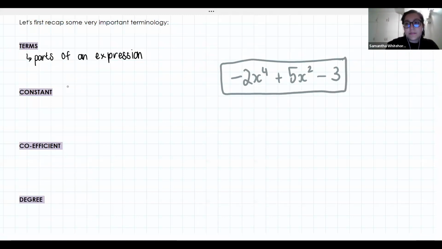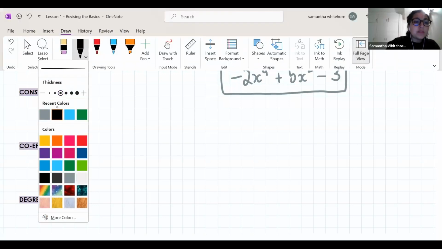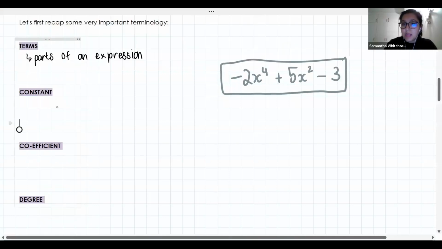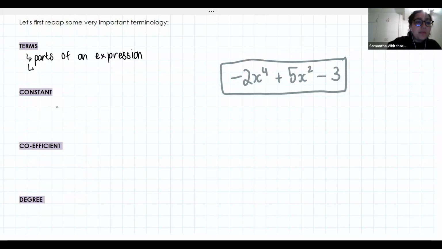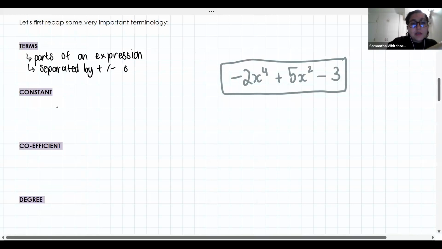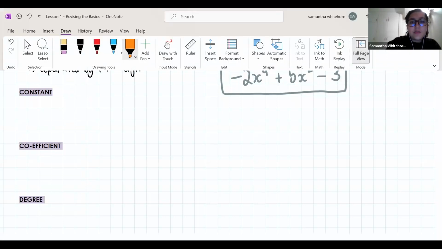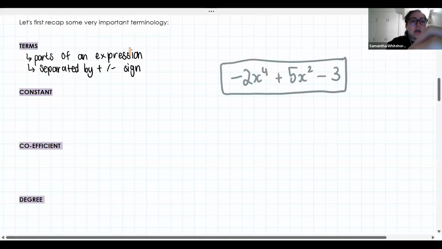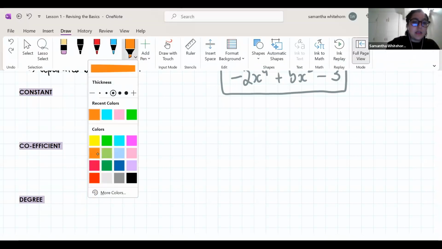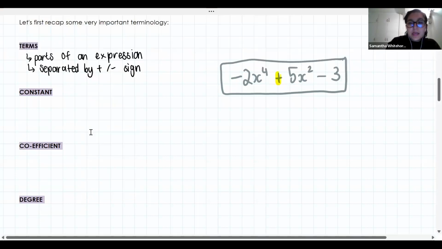Okay, so this is going to be the expression we look at as we go through these definitions. If I now go and have a look at terms again, so terms are the parts of the expression that make up my expression. And very importantly, terms are separated by plus and minus signs. So every time you see a plus or minus sign, that is separating your terms for you. So if we go and have a look at this expression, there's a plus. Here's a plus.